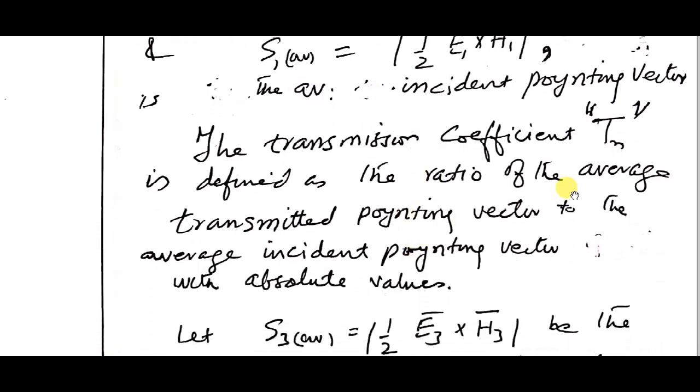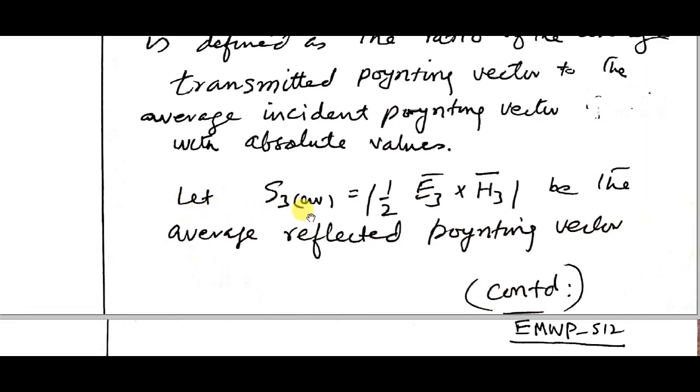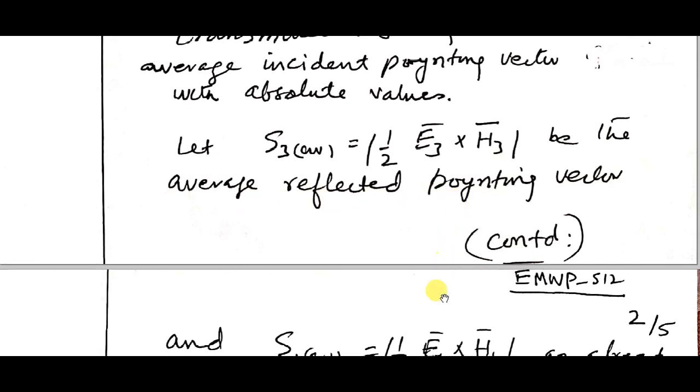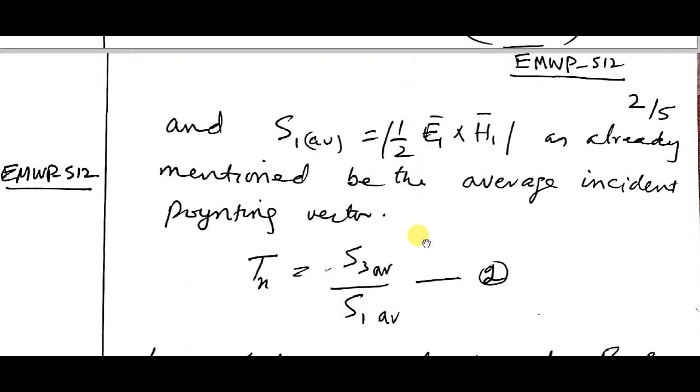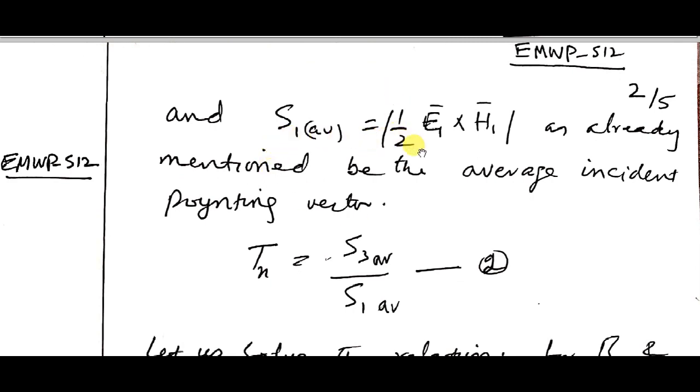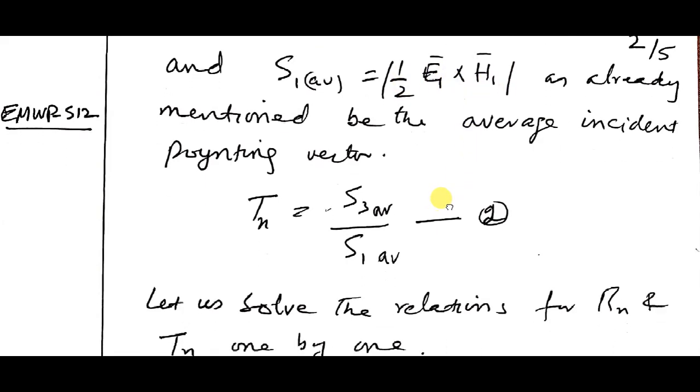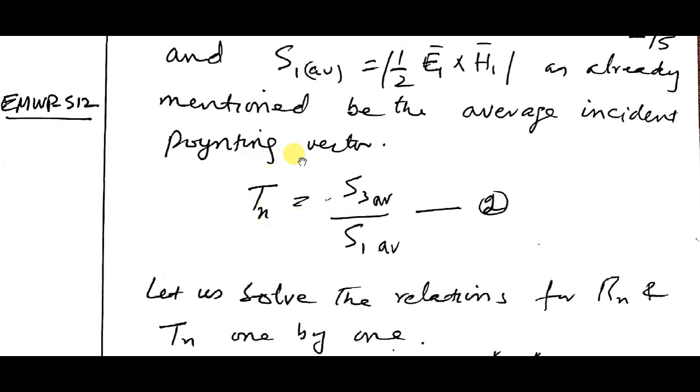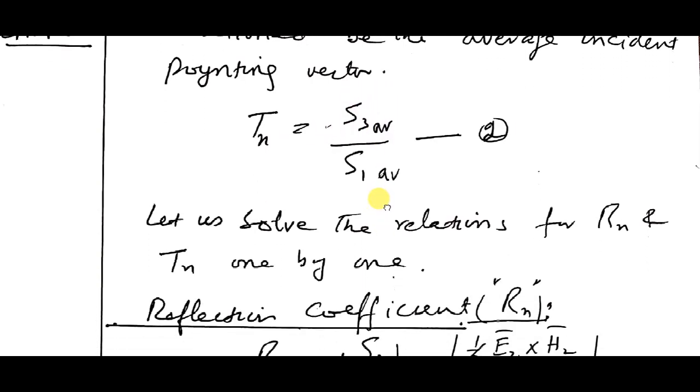Now the transmission coefficient Tn is defined as the ratio of the average transmitted pointing vector to the average incident pointing vector, with absolute values. So let S3 average be equal to the absolute value of 1 by 2 E3 cross H3, which is the average transmitted pointing vector. On the next page, S1 is the same as previously described, half of the absolute value of E1 cross H1. So the transmission coefficient is equal to S3 average divided by S1 average. This is equation number 2.